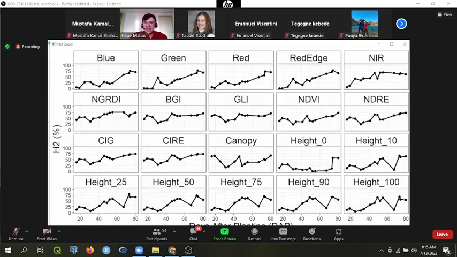Because we do have what we have here. Okay, what do we have here? On the x-axis, we have the days after planting, starting from 4 days after planting all the way to 80 something. On the y-axis, we have the heritability value. Each box is one UAV trait that we calculated.